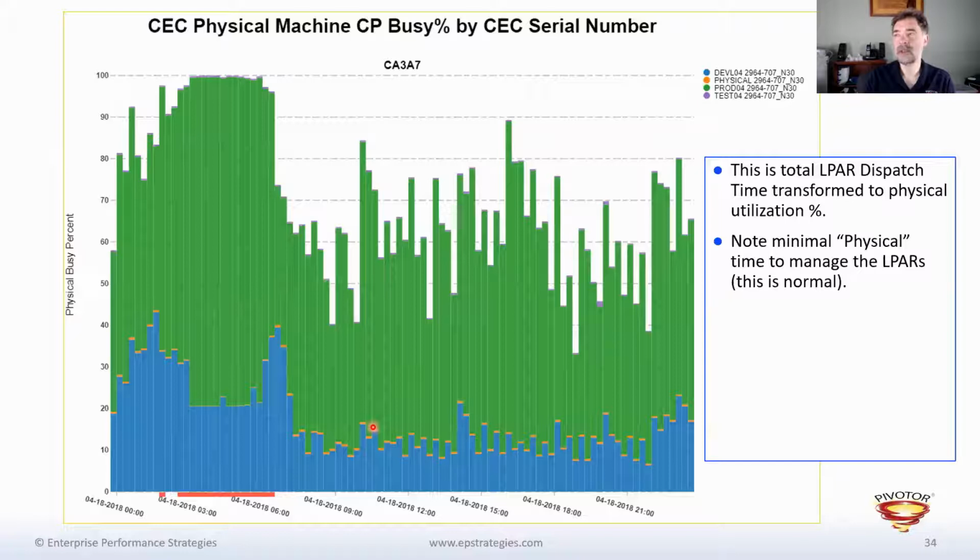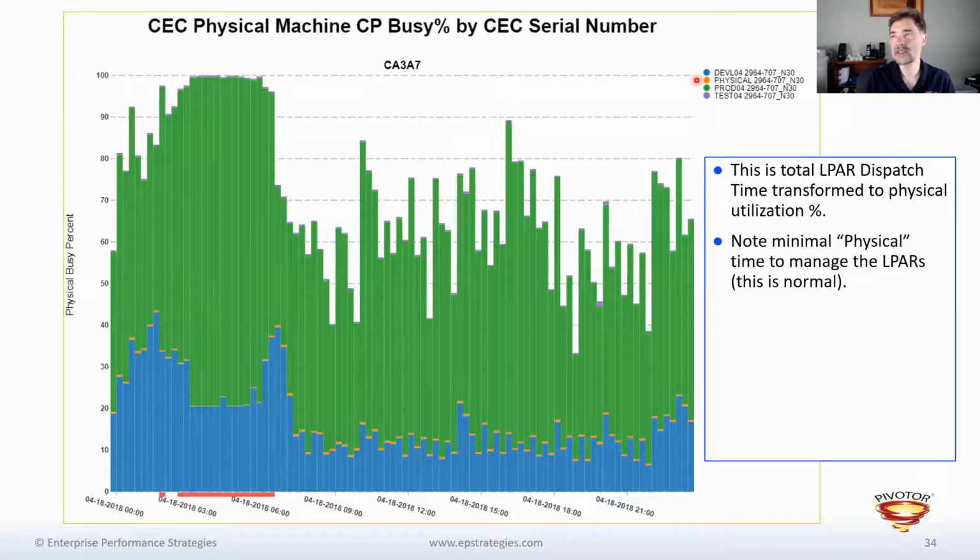So this example here is we just take the total LPAR dispatch time. We can convert it then to the CEC utilization, transferred to physical utilization percent. This makes it very easy to see that this particular machine was basically maxed out here for this period of time, right? It was running at 100% utilization, okay? That's actually what the little red bars down here are indicating, hey, that's getting pretty busy. You might want to pay attention to that.